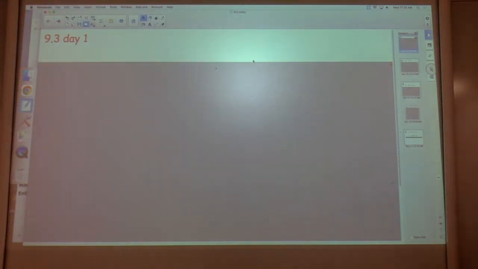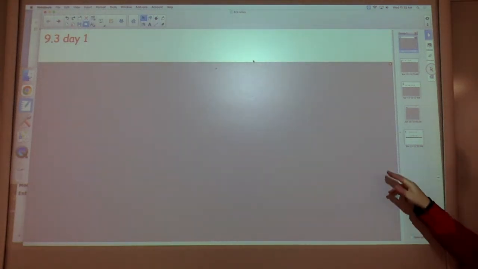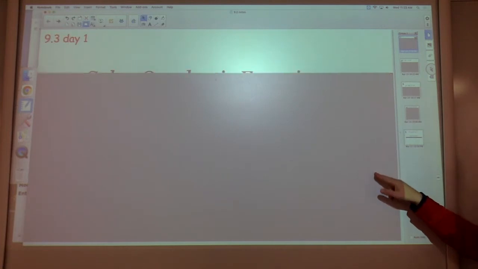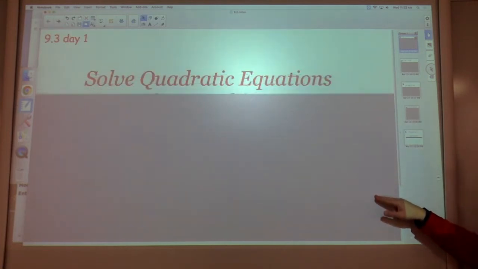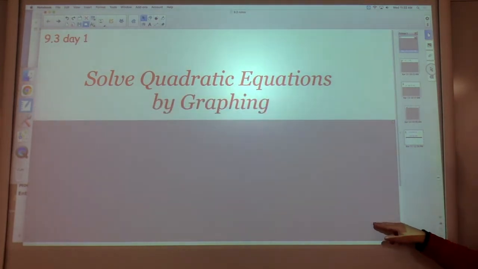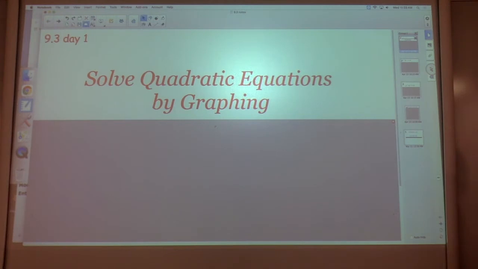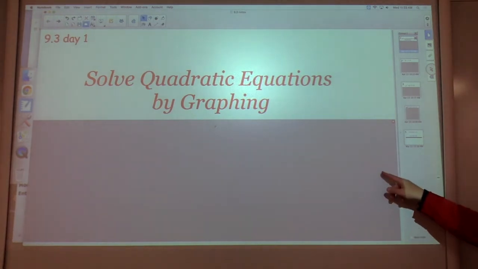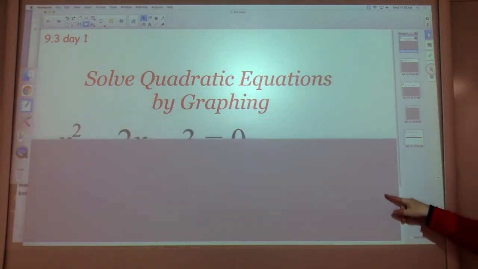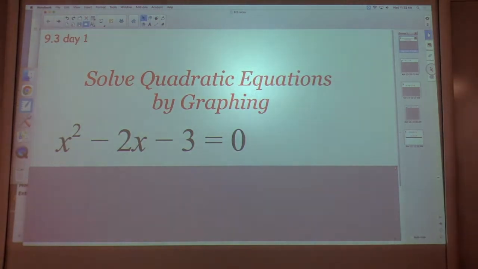Section 9.3, I split it up into 2 different days to try to keep it a little bit more simple and separated. Day 1, we are solving quadratic equations. So we're actually going to find an answer to the question of the quadratic by graphing. We'll be finding x, but we're going to do the solving by graphing. Here's an example problem. X squared minus 2x minus 3.